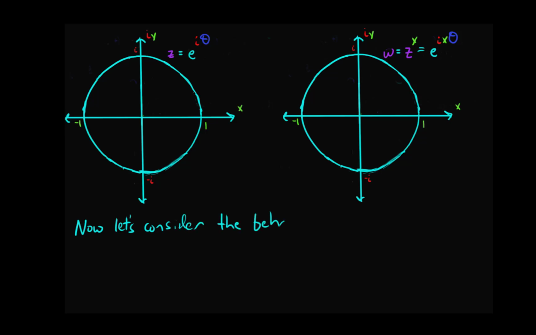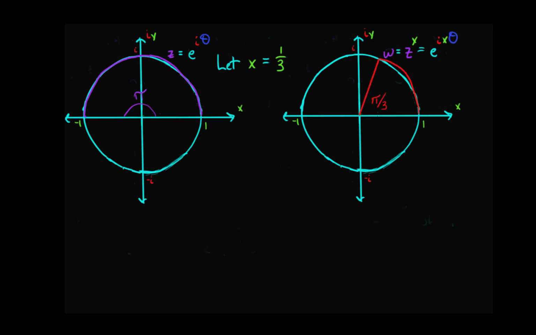Let's now consider the behavior of the function z to the x, where z is a complex number and x is a real number. Let's consider the cases where x is a positive rational number, or to be more precise, a positive rational non-integer. So let's let x equal positive 1/3 just so we can see what's going on here. If we traverse an angle theta in the unit circle in the domain of our function, then we traverse an angle of theta over 3 in the range. By the same logic, if I go an angle of pi around the unit circle in the domain, I go an angle of pi over 3 around the unit circle in the range.